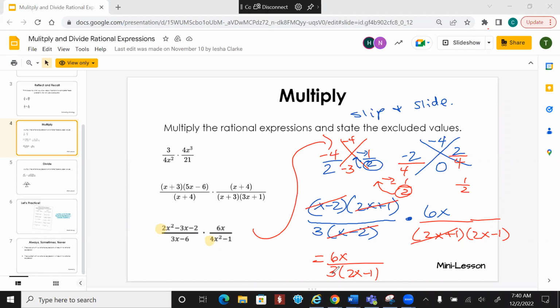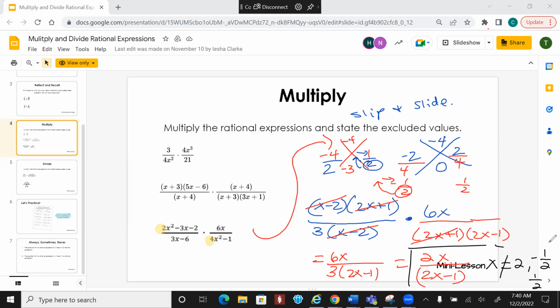Now, looking at this coefficient right here, you know what 6 divided by 3 is. That's going to give me 2x over 2x minus 1. Again, we have to state the excluded values. So that's x cannot equal 2 and -1/2 and +1/2.